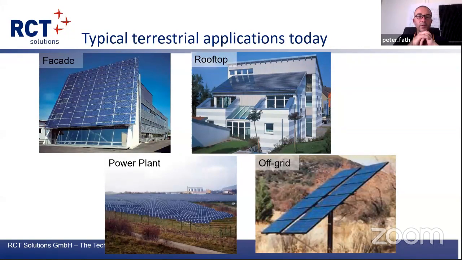Here you see the different beautiful applications. We have building integrated photovoltaics. We have rooftop integrated photovoltaics. We have power plant scale. And of course, India is a wide-spanning land. You have very remote locations. So if you need electricity, you just put in some panels, you have an AC-DC converter, and you get the energy for your remote usage.